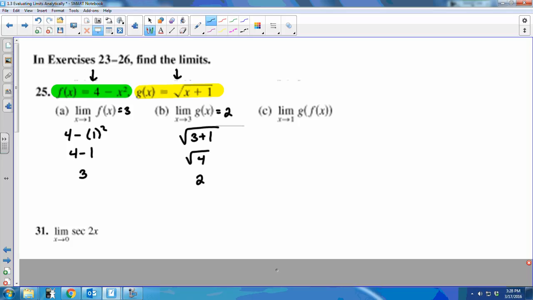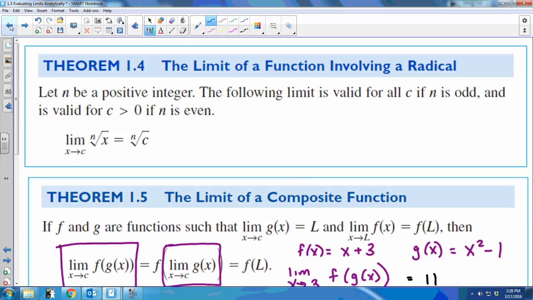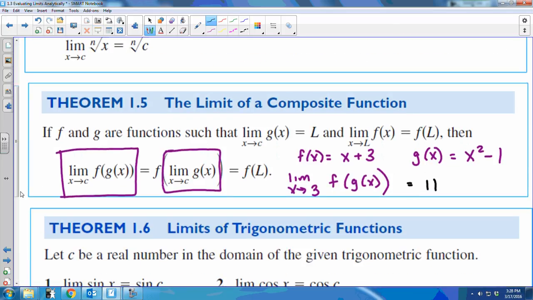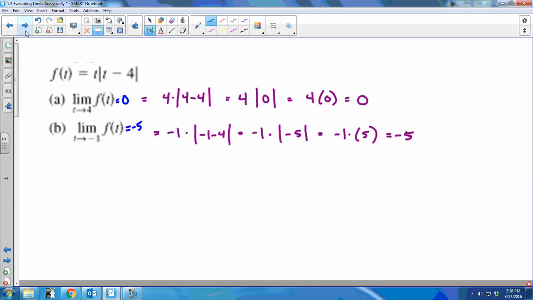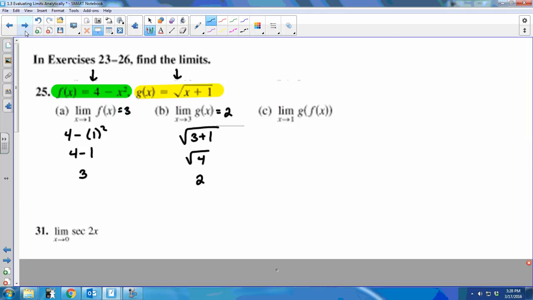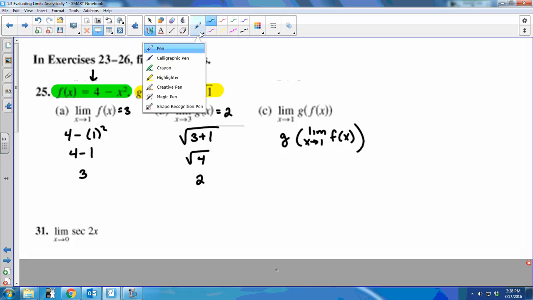Now the last one's a composite function. So it says to find the limit as x approaches 1 of g of f of x. So this theorem back here that I skimmed over says again, you can do this by finding the limit of what's on the inside of the parentheses, and then just find the g of whatever that limit is. So we're going to rewrite this as g of the limit as x approaches 1 of f of x. The limit as x approaches 1 of f of x, we already did that.